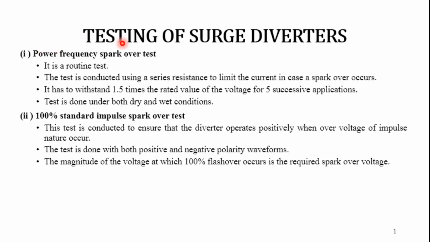Next one we have testing of surge diverters. In modern practice, surge arresters or lightning arresters are the most reliable devices to protect the power system against transient voltages due to lightning and switching surges. They are used from a low voltage of around 400 volts to the highest system transmission voltages, like above 765 kV as well.